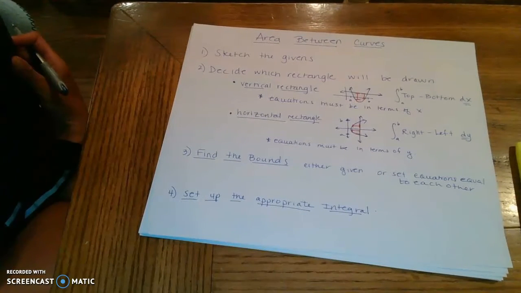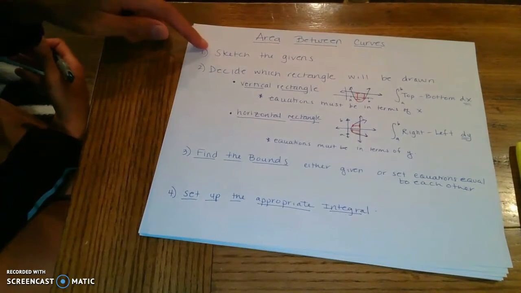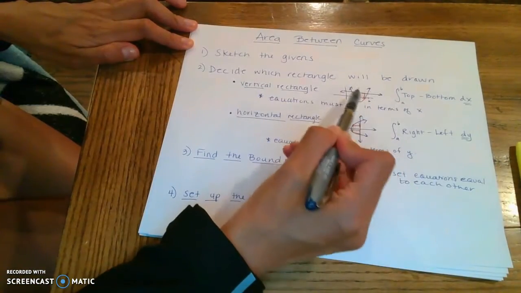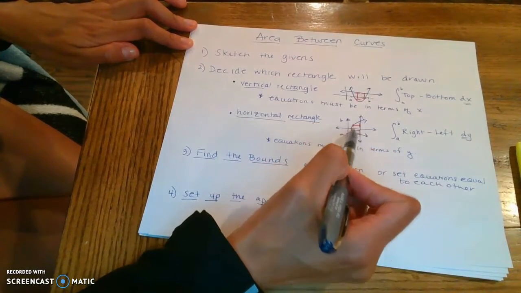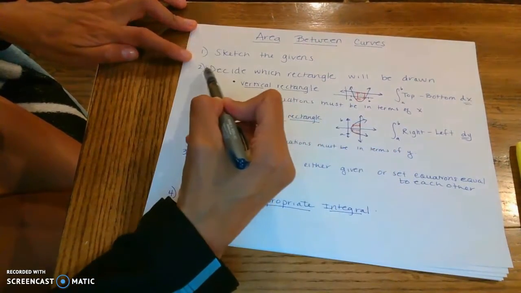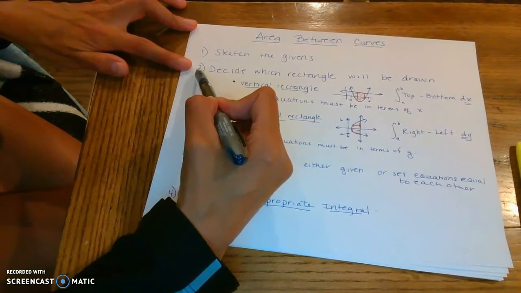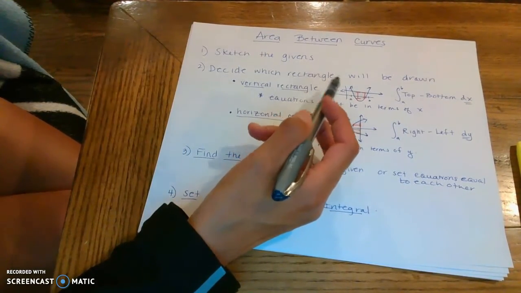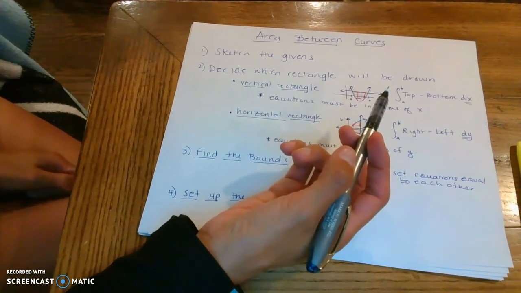When you're given two functions, the first thing you want to do, if possible, is sketch the givens. Then you're going to have a visual, and you're going to have either something that might look like this or something that might look like this. Your second objective is to decide which rectangle you're going to draw to find the area between the curves.